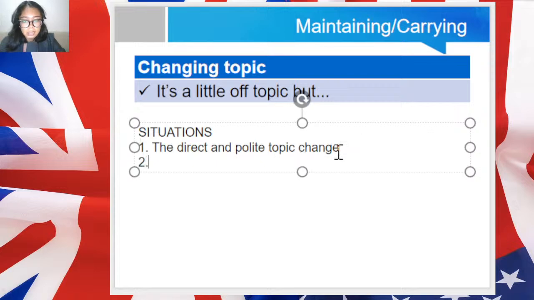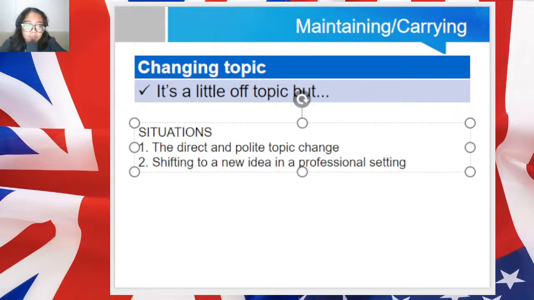Next is shifting to a new idea in a professional setting. Okay? Here, this is good to use in more professional or formal conversations. It shows that you are respectful of the current conversation, but also have an idea you want to share. Okay? So that is for the second one.